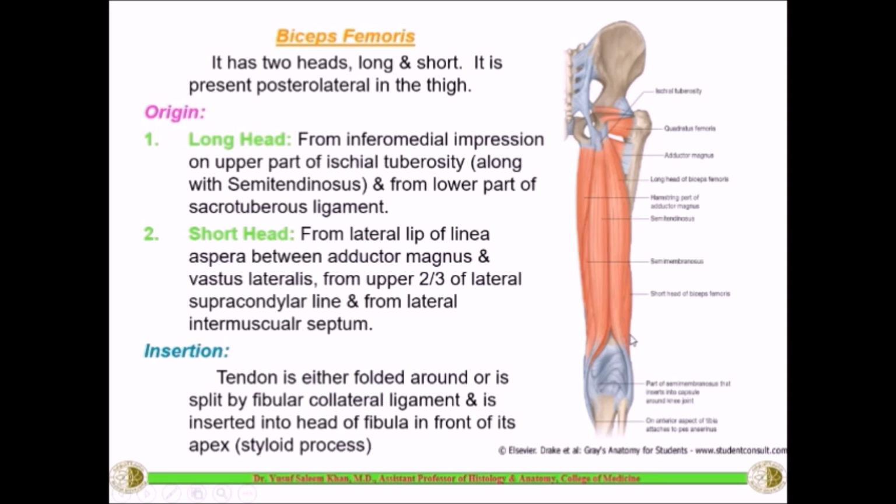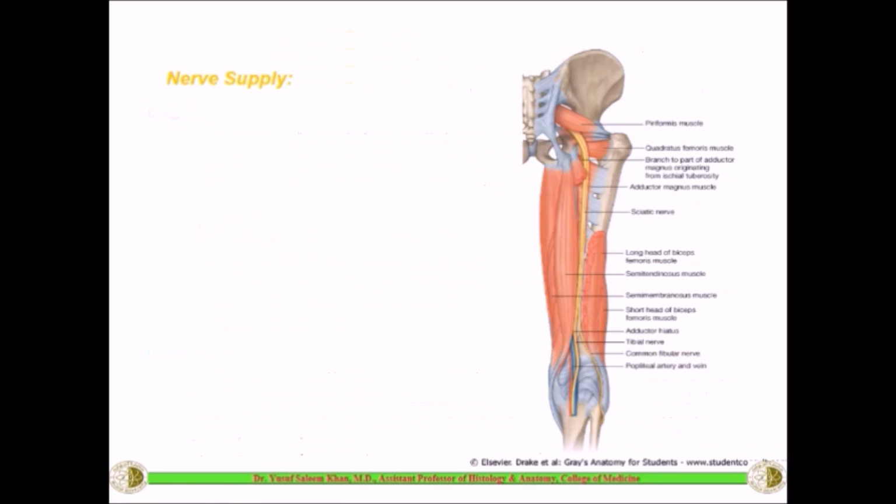So this is the biceps femoris, which will be getting inserted to the styloid process or the apex of the fibula near the head of the fibula. So this is about the origin as well as the insertion of this biceps femoris.